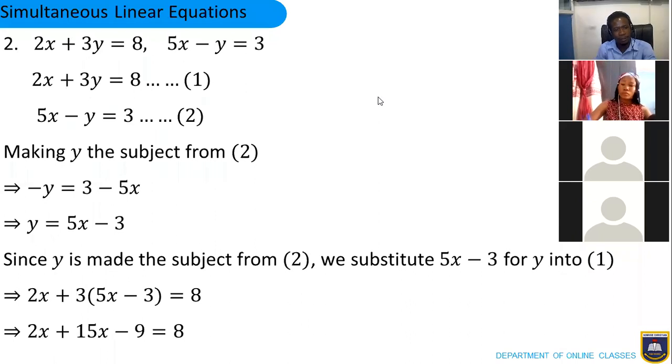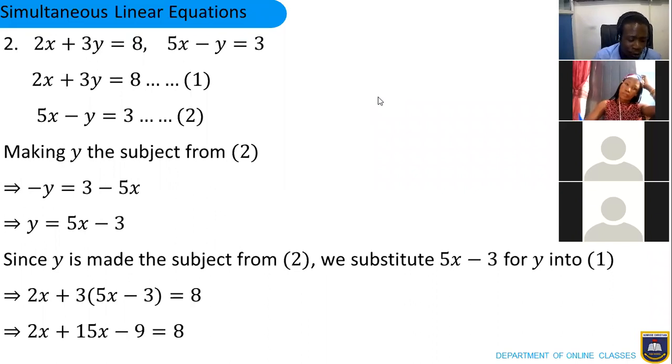We have 2x plus 3y equals 8 and 5x minus y equals 3. Please, always take note. Look out for the simplest way we can solve a mathematical question. Over here, I can choose to make x or y the subject from equation 1, or I can choose to make x or y the subject from equation 2. But always make sure that you choose a very simple way.